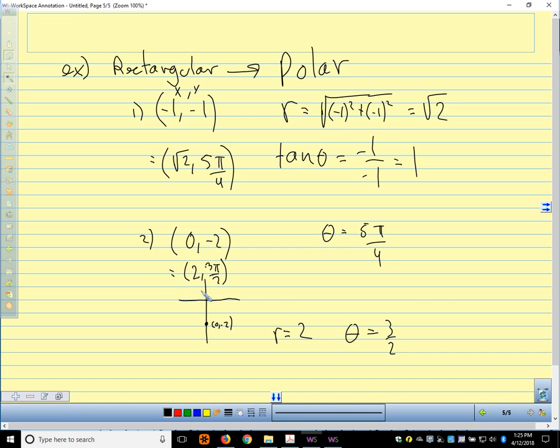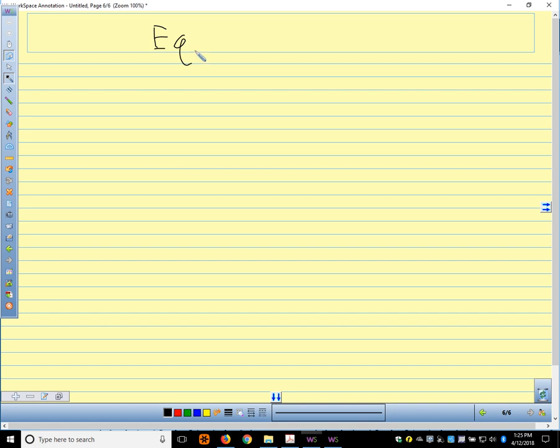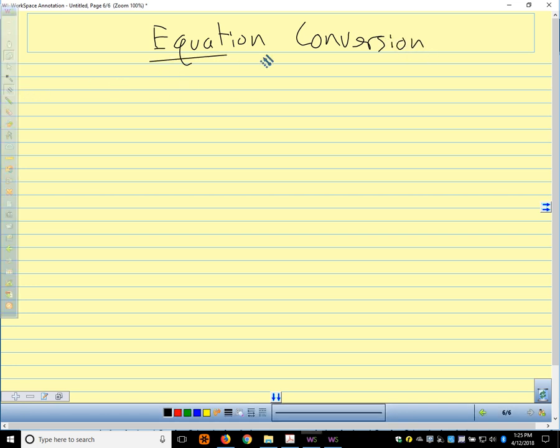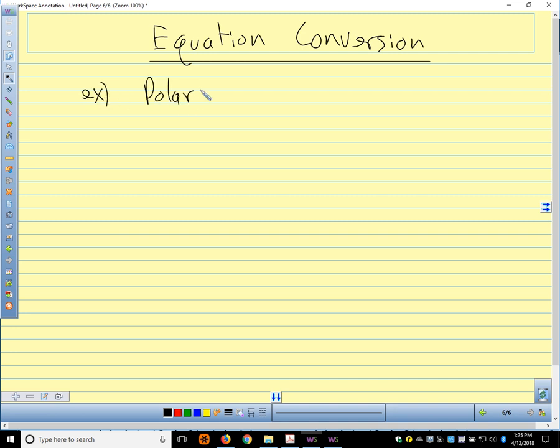All right, we don't only want to convert coordinates. Questions on converting coordinates? We want to be able to convert equations. That's ultimately where we're going. We want to look at the equations of conic sections in polar coordinates. So let's talk about equation conversion. This is my favorite part of this lesson. All right, so for the first ones, we're going from polar to rectangular.